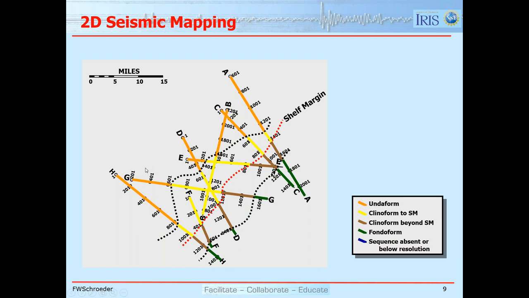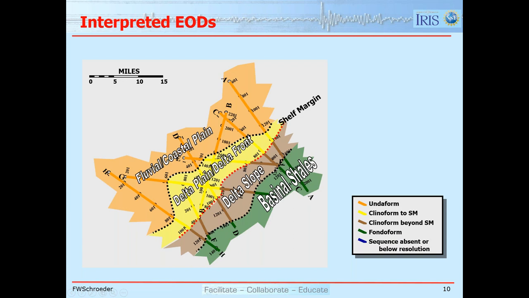So I've placed that interpretation on here. Fluvial coastal plain would be where the orange is shown. Delta plain to delta front would be in the yellow. Delta slope is the brown. And basinal units, probably shale, is shown in the green.